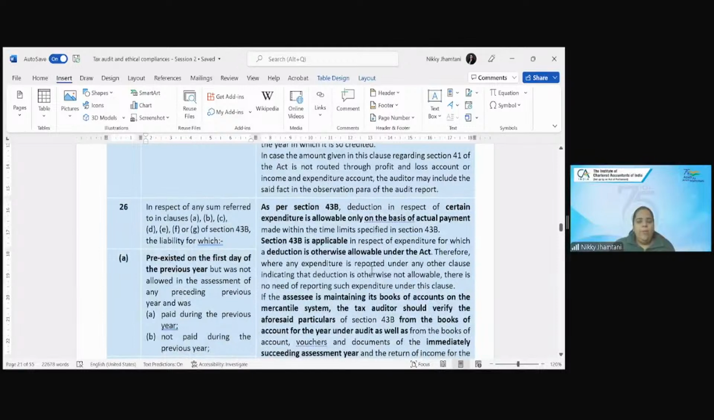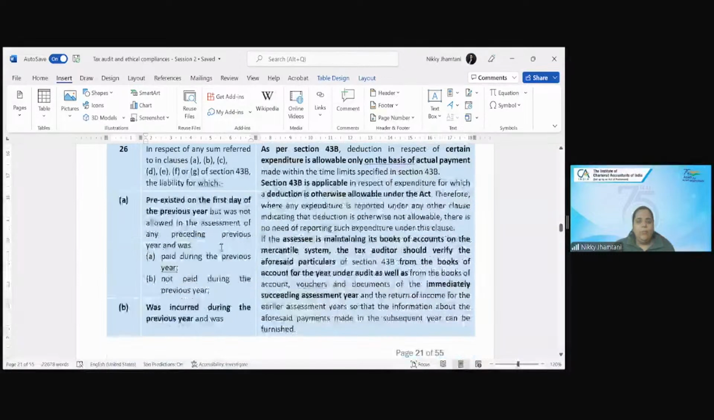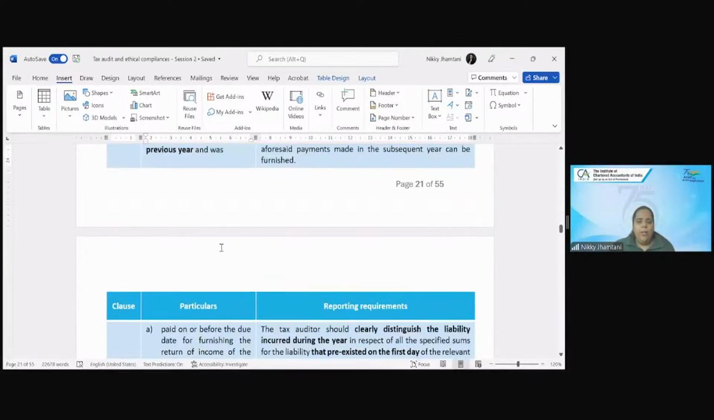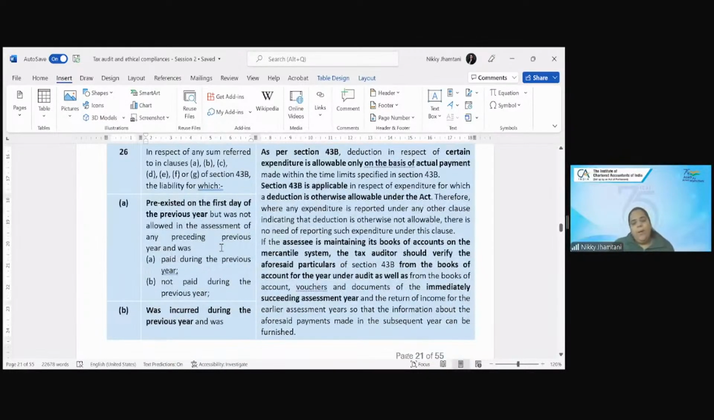Then, in respect of any sum referred to in clauses A to G of section 43B, the liability for which. So A to G, the various sections of 43B, their reporting happens here in clause 26, and it requires reporting in terms of any liability which pre-existed on the first day of the previous year but was not allowed in the assessment of any preceding previous year and was paid during the previous year or not paid during the previous year.